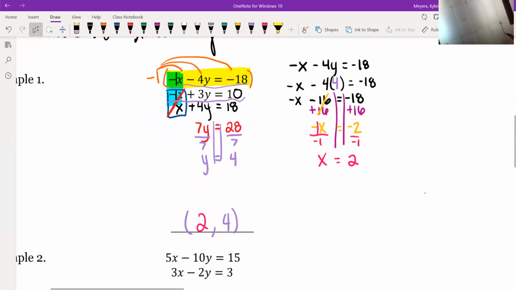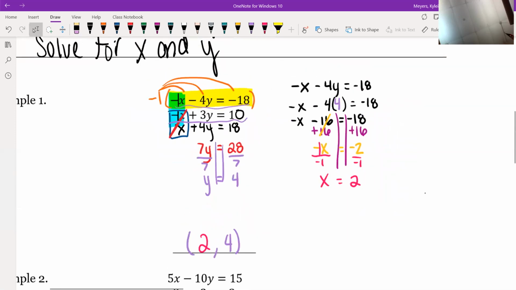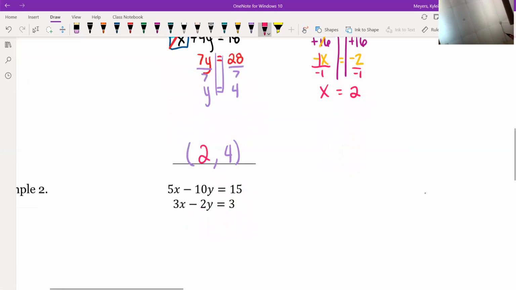Okay, so I got my coefficients for either my x or my y to be the same number but opposite signs. I added up my equations, solved for x and y respectively, and then that's your answer. Okay, so let's do another one, example 2.